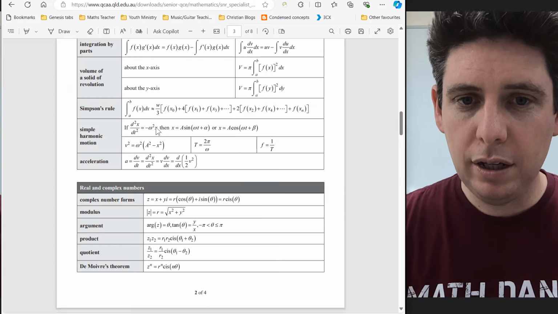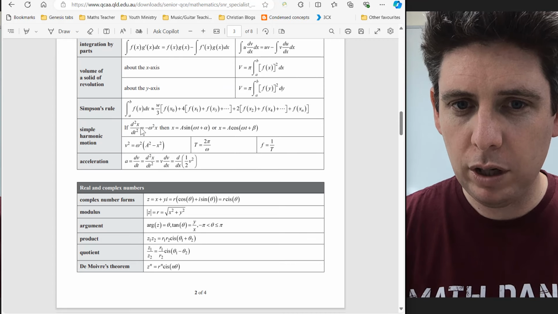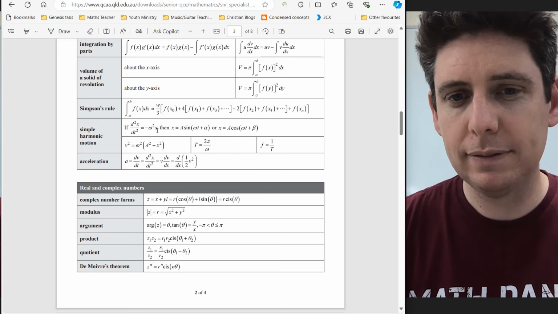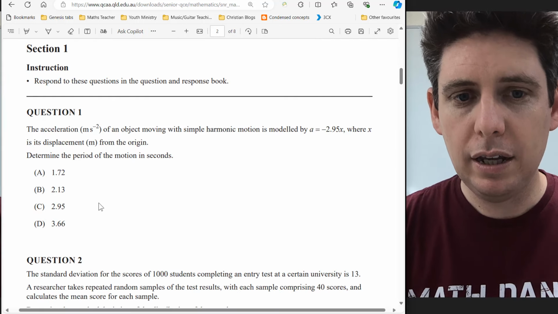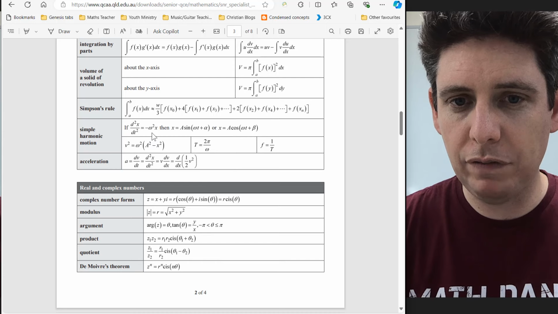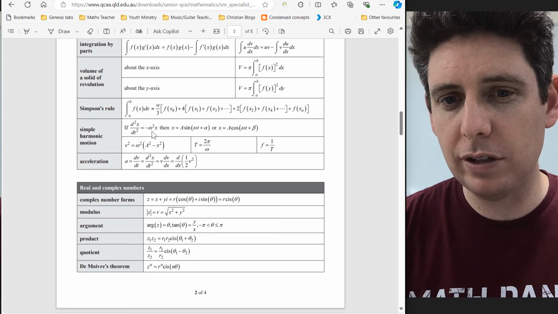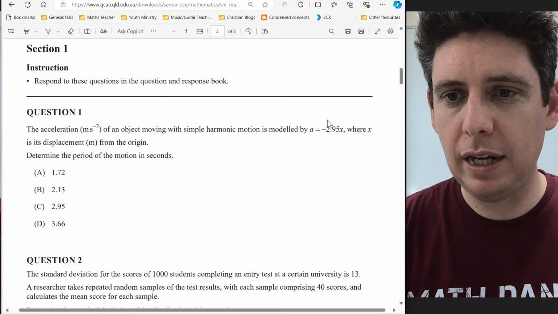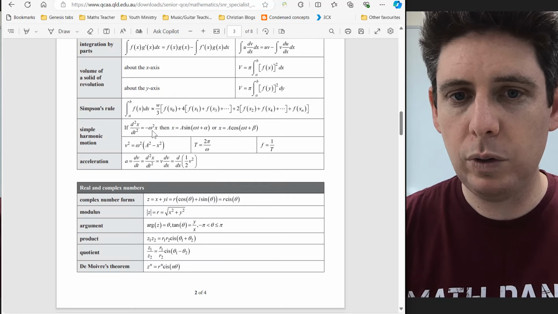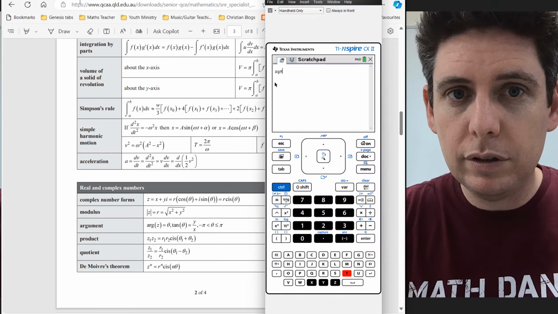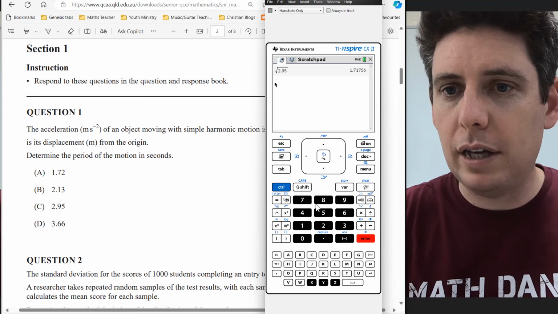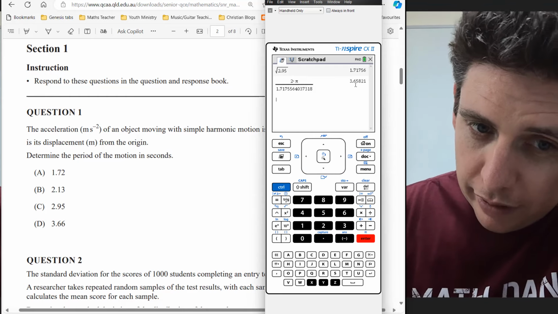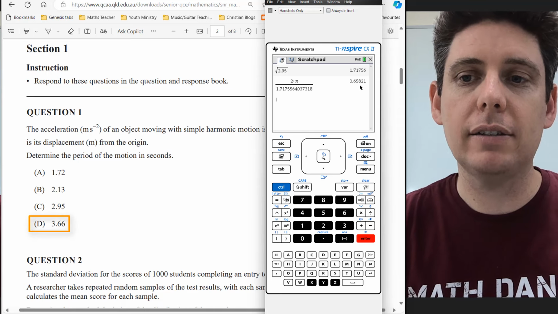So if we go to our formula sheet, simple harmonic motion is what you should be looking for. You've got acceleration equals negative omega squared x, and T is the period of motion in seconds. So we have to figure out omega, which is angular velocity, and then do 2 pi divided by omega. So basically taking 2.95, square rooting it to get omega. So that's our omega, and then 2 pi divided by that. That's our period. Question 1, the answer is D, 3.66.